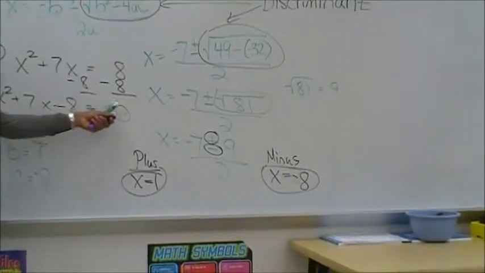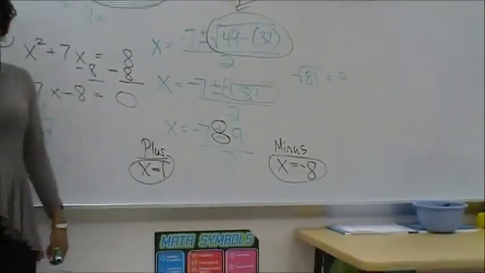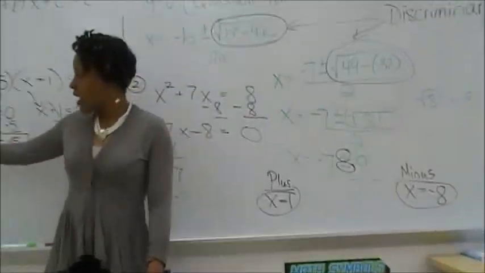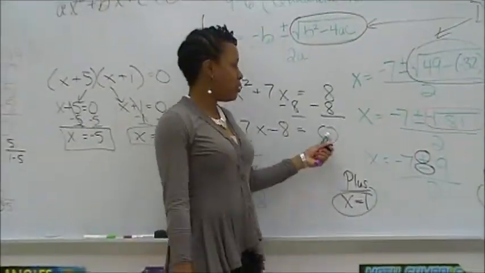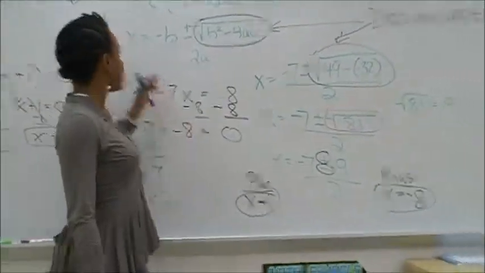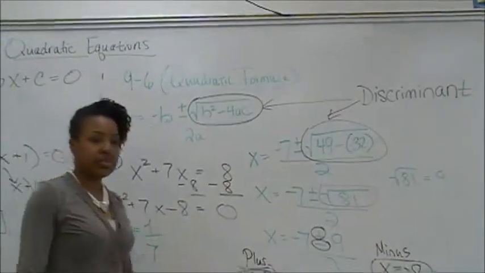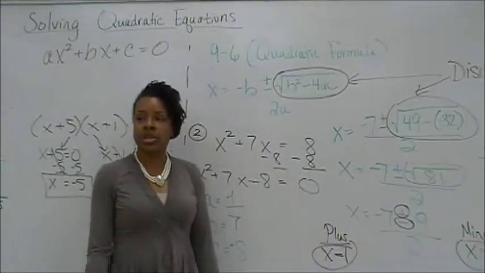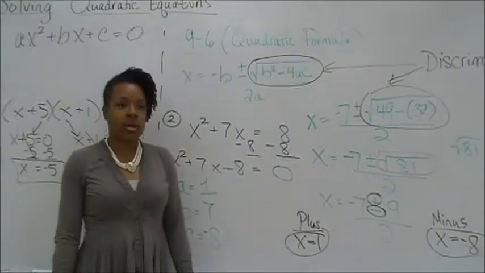What about the 0? Why'd you put it there? You don't use it. It's for factoring. Factoring, you use the 0. I didn't put it there. The 0 was a part of the problem. In order to solve it, it has to look like this. Any other questions?